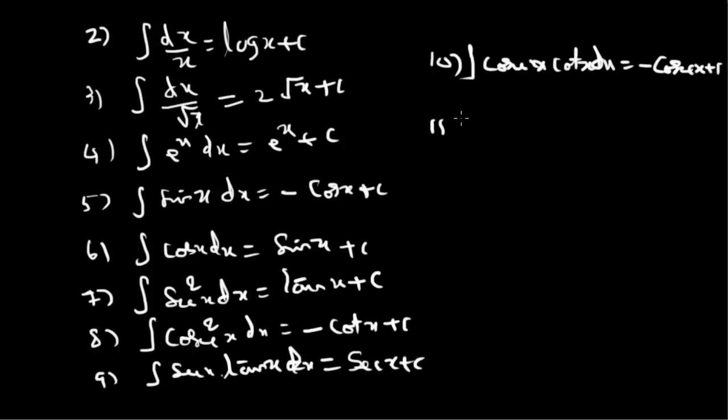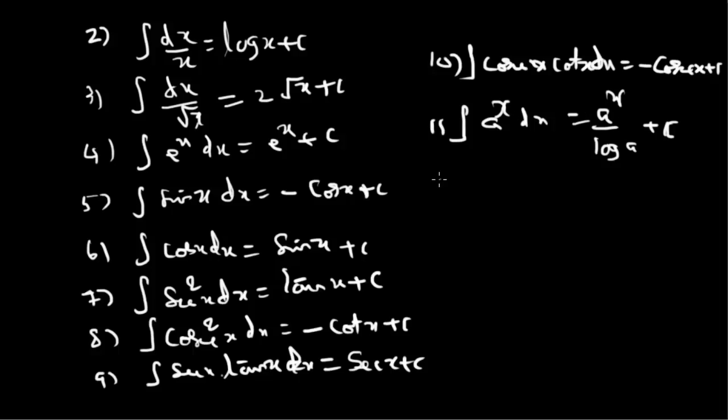Number 11, you can say integral a power x dx. If you differentiate a power x into log a, you get it. Here log a is not there, therefore you can supply here a power x by log a plus c. If no base is written, base is what? E. So if you differentiate a power x by log a, the log a cancels, you get only a power x.